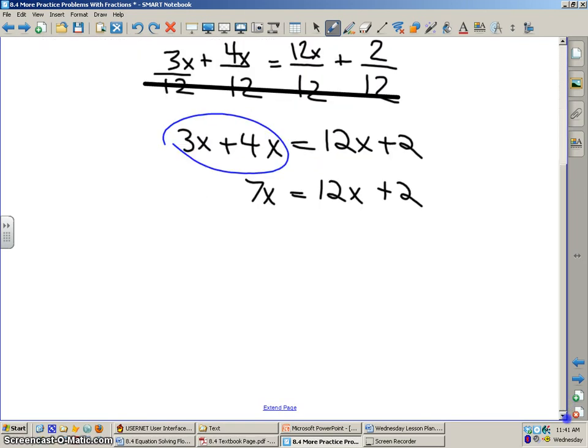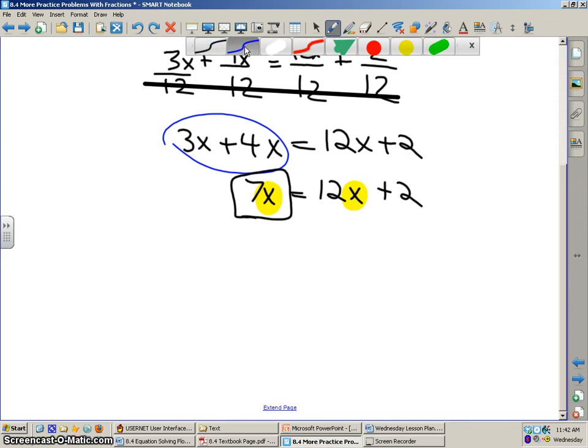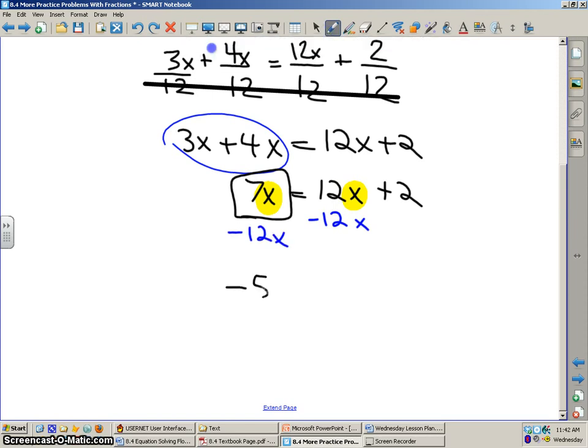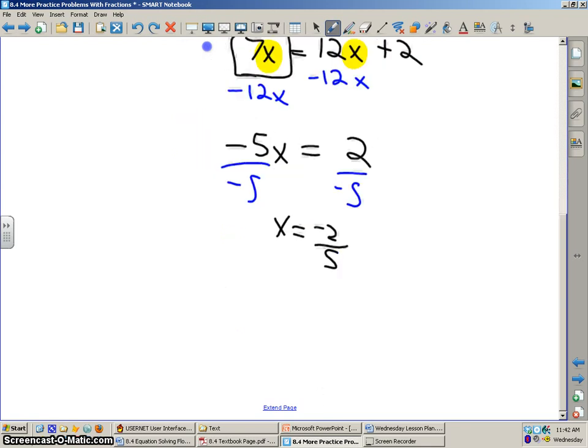Let's see now we have a variable here, a variable there. Does it make sense to get rid of the smallest one? Does it make sense to do that? In this case, you're going to be left with nothing. So I would get rid of the bigger one in this case, so negative 12, negative 12. You're just going to have to watch your negatives a bit. So that gives us negative 5 equals 2, and divide both sides by negative 5. Okay? X equals, you can just leave it as negative 2 over 5 if you like, or decimal 4.